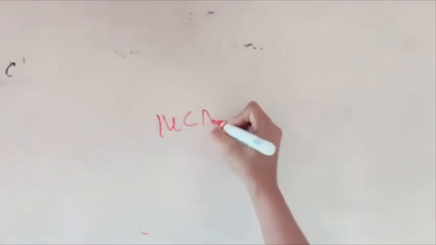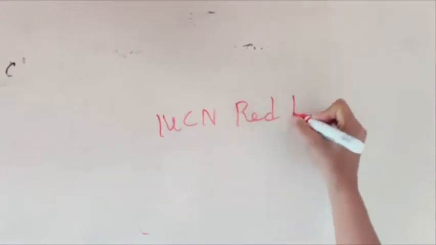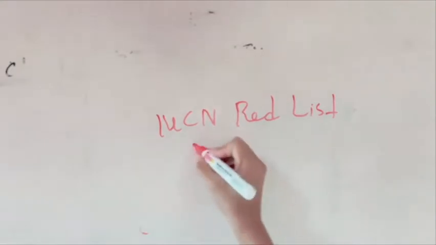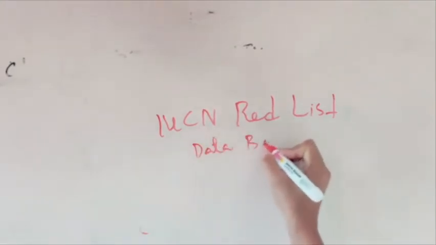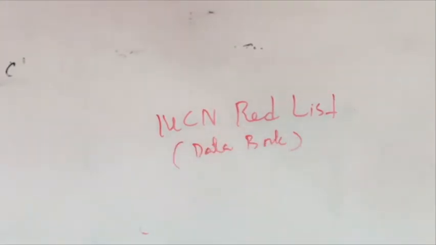IUCN, how do they maintain it? IUCN Red List. Red means danger. It contains all the species of animals and plants, all the organisms in this book. Are they extinct? Are they critically endangered? Are they vulnerable? And according to that, we have to conserve our plants and animals.